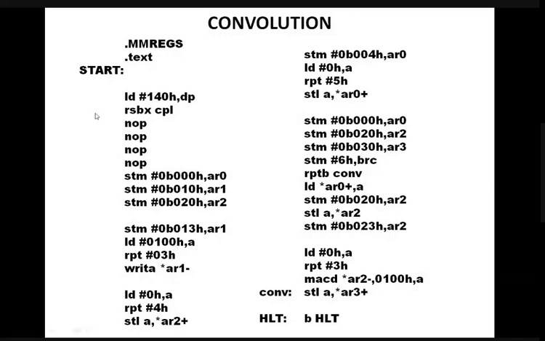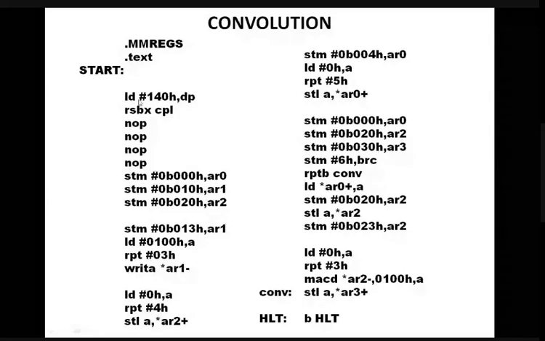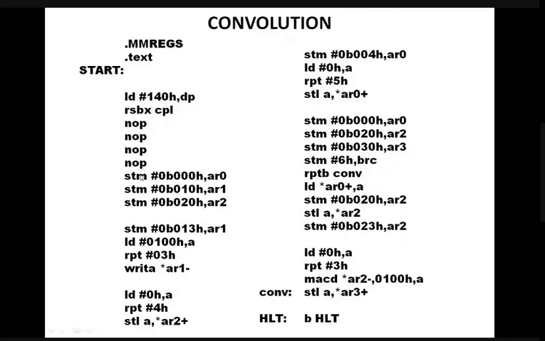Okay, anyway, quickly to refresh. So .mmregs and .text: .mmregs means memory mapped registers, and .text means it is a text section. And we are starting as usual, loading the data pointer with 140, and then the remaining things as usual.